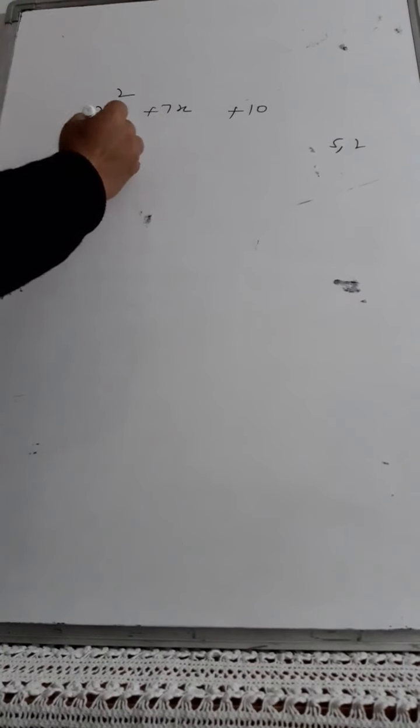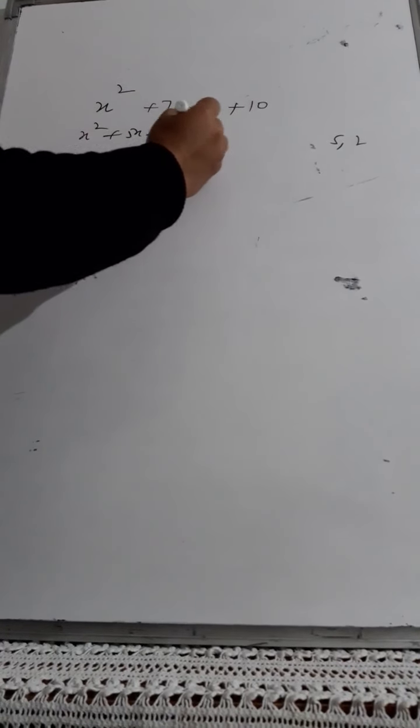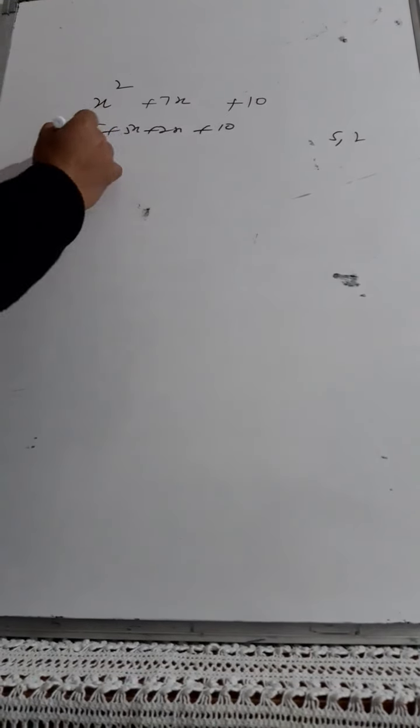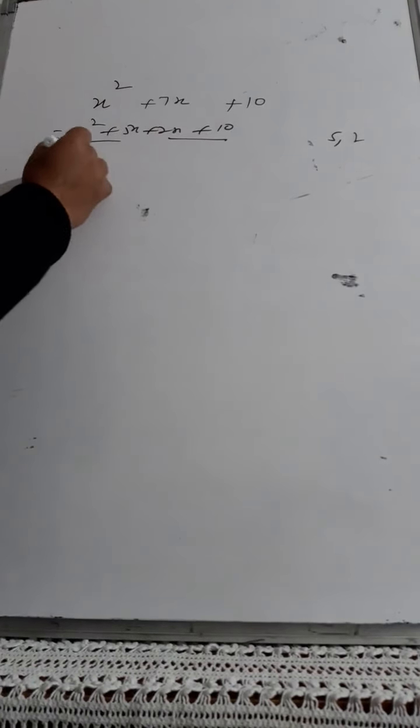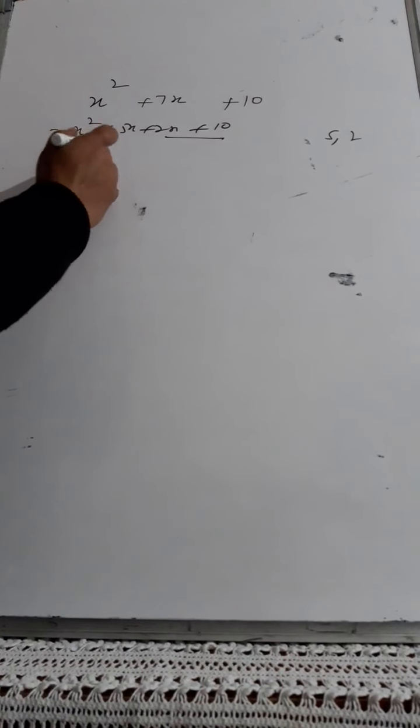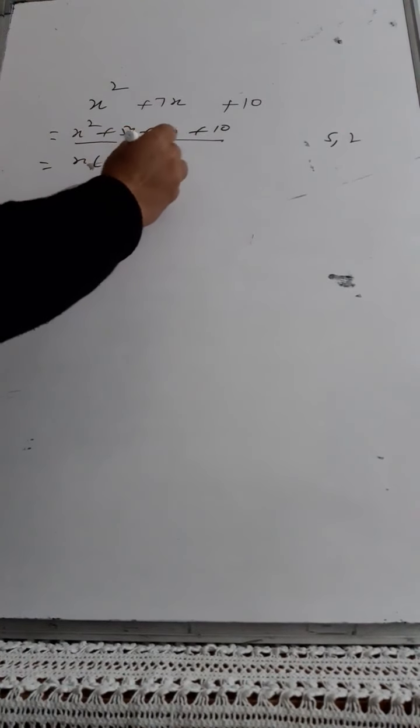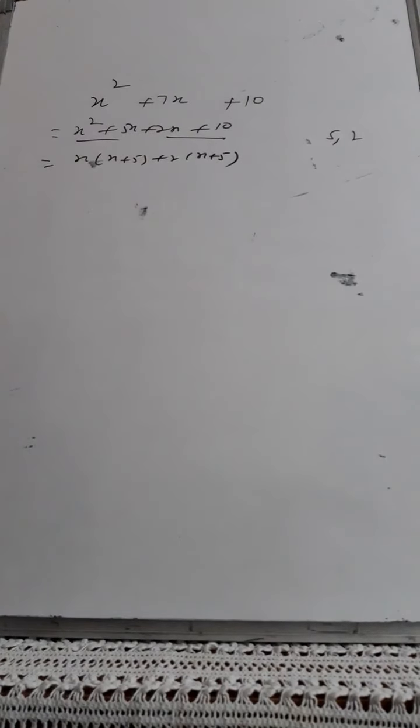So x square plus 7x plus 10, splitting as x square plus 5x plus 2x plus 10, because already I have planned in that way: 5 into 2 is 10 and 5 plus 2 is 7. If you need 5 minus 2, then you write here 3x. In that way you can think about many ones. Then you do the factorization, you will be getting x common into x plus 5, plus 2 common into x plus 5. This is a kind of creativity.